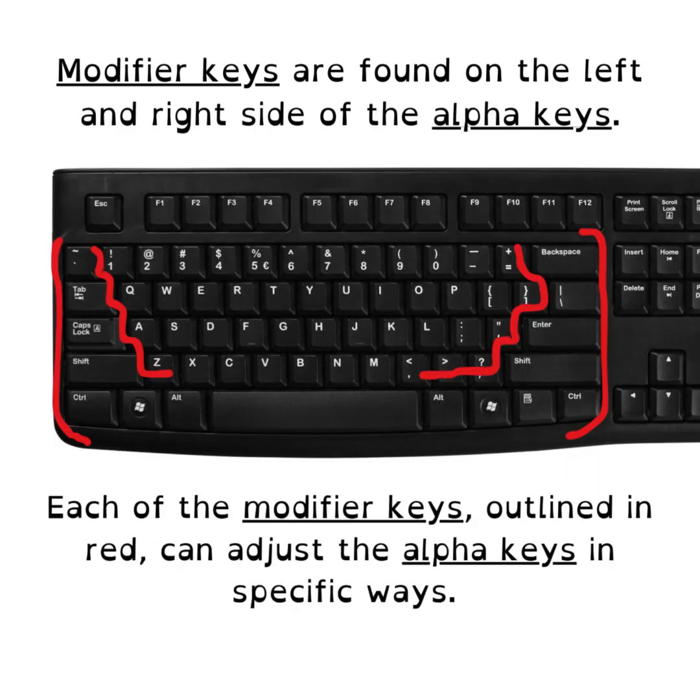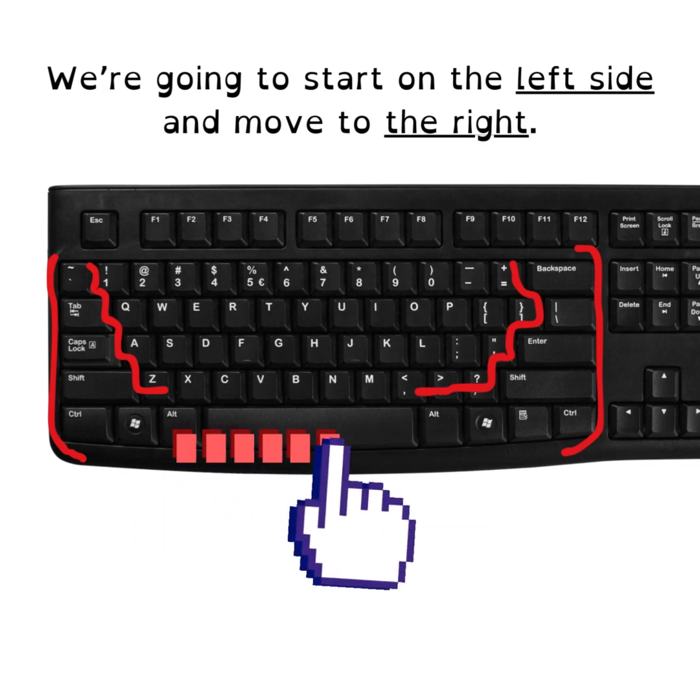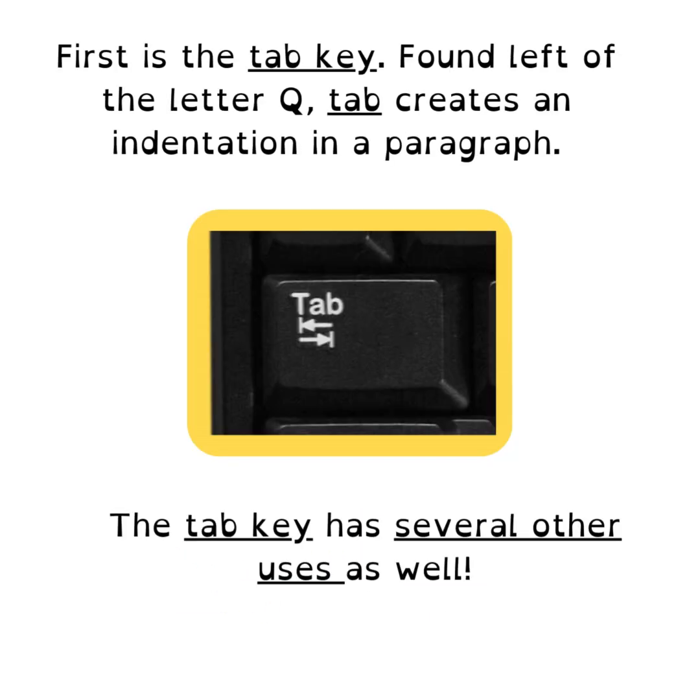Modifier keys are found on the left and right side of the alpha keys. Each of the modifier keys, outlined in red, can adjust the alpha keys in specific ways. We are going to start on the left side and move to the right. First is the Tab key.